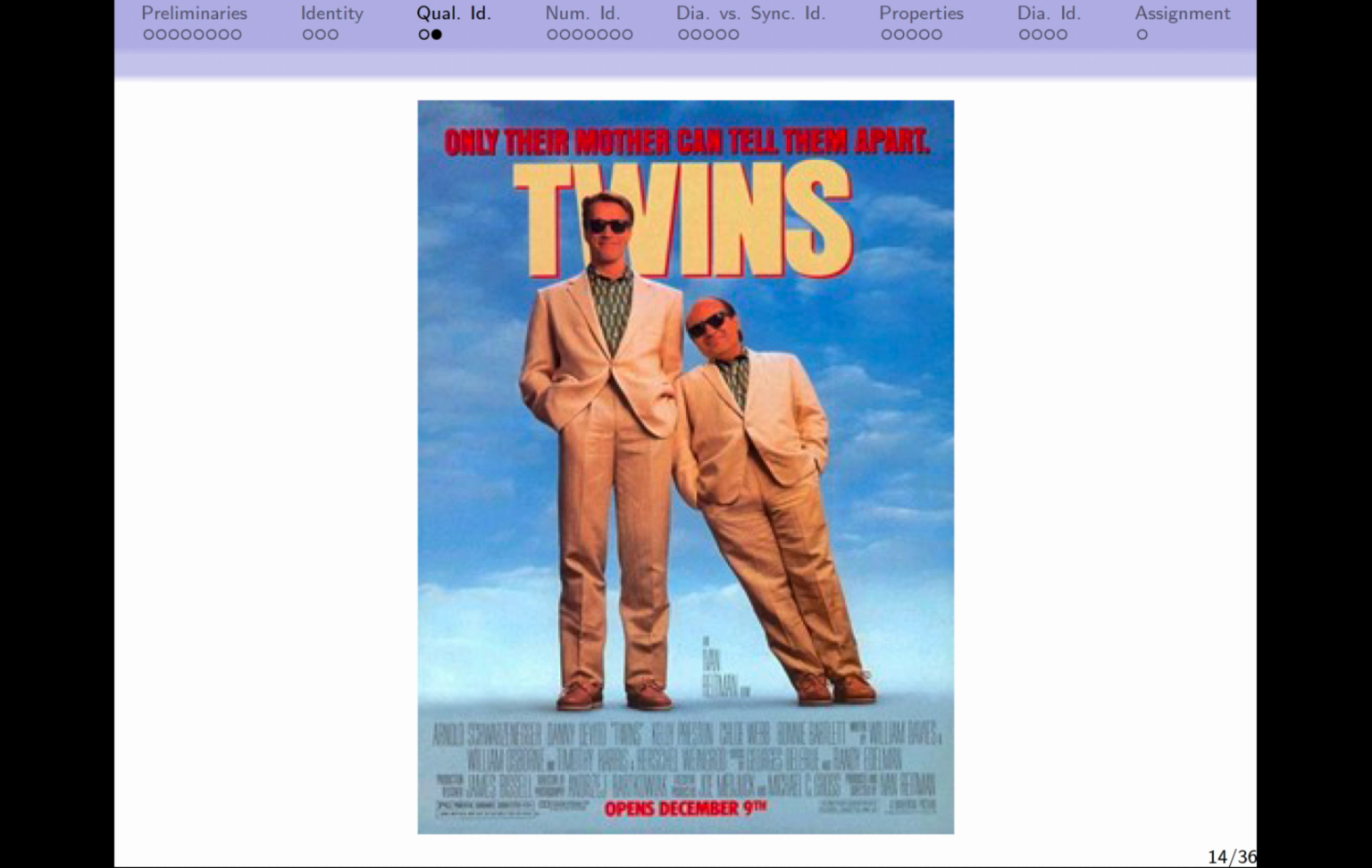Another example of qualitative identity might be between two cars, right? So we might say that two cars are identical if they, for instance, are the same make and model, they're the same year, they're the same, well, maybe year's relational, I don't know. They're the same color and so on.